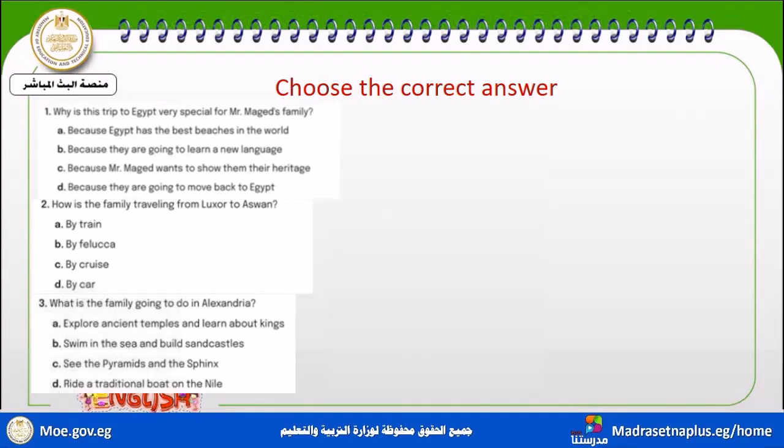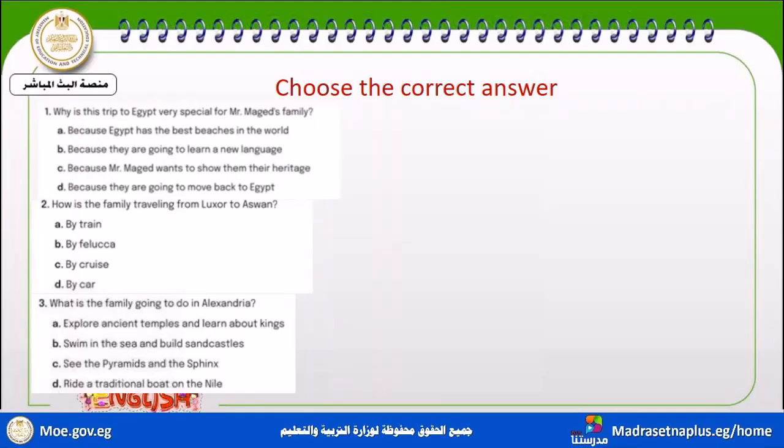And for number two, we are going to find out how the family is traveling from Luxor to Aswan. Are they going by train or fluka or by cruise or by a car? And for number three, we are going to find out what the family is going to do in Alexandria. Is the family going to visit the ancient temples or swim in the sea and build sand castles or see the pyramids and sphinx or ride a traditional boat on the Nile?